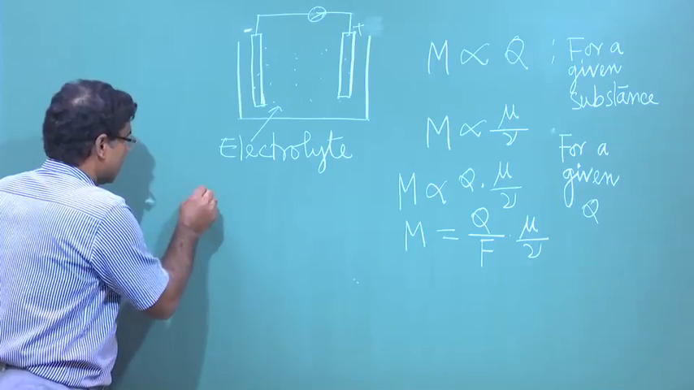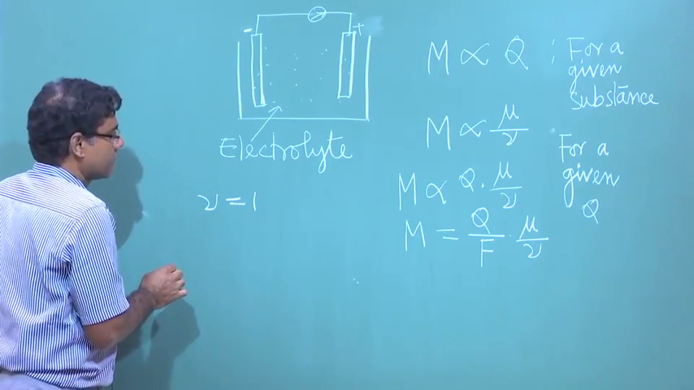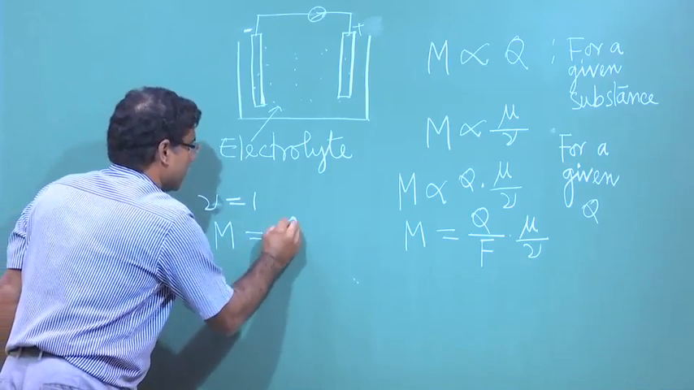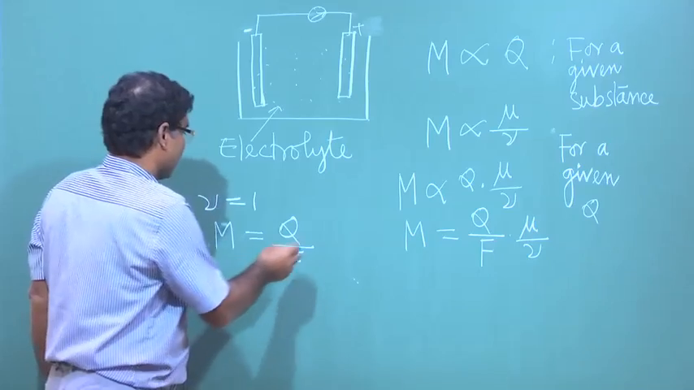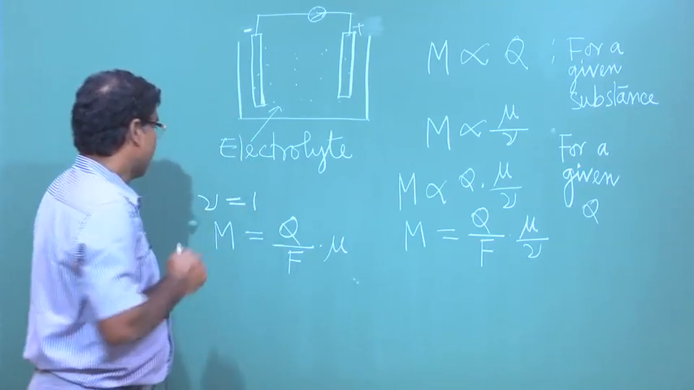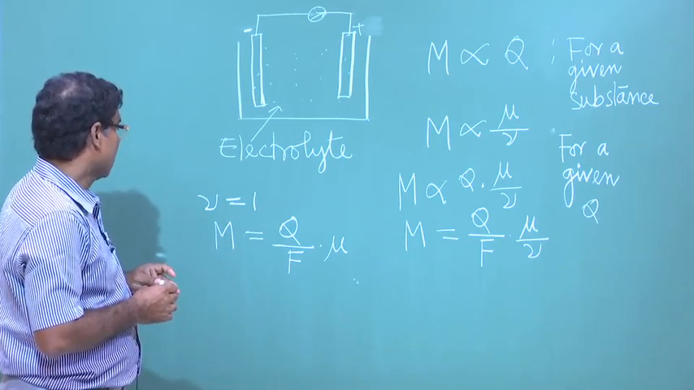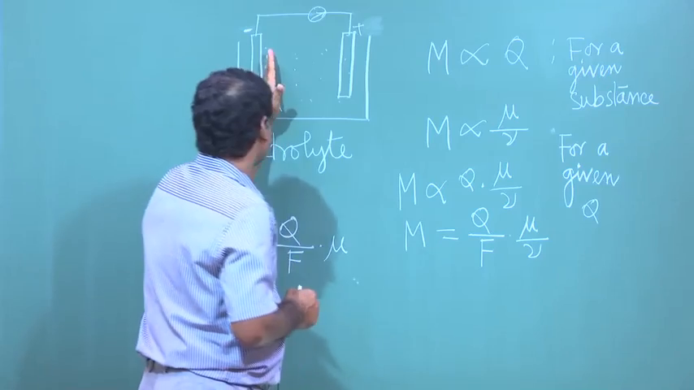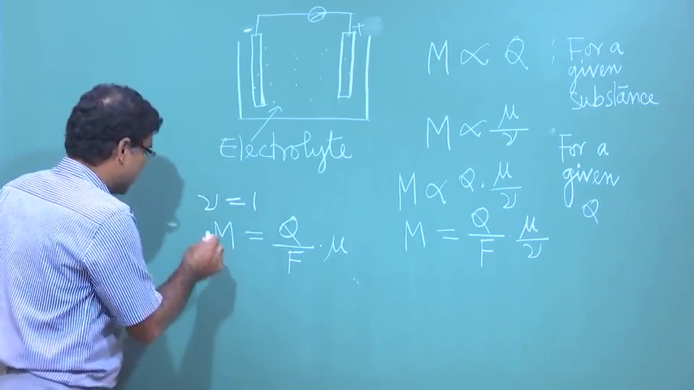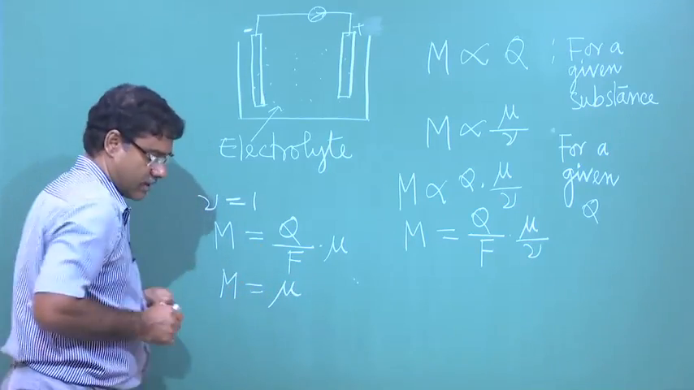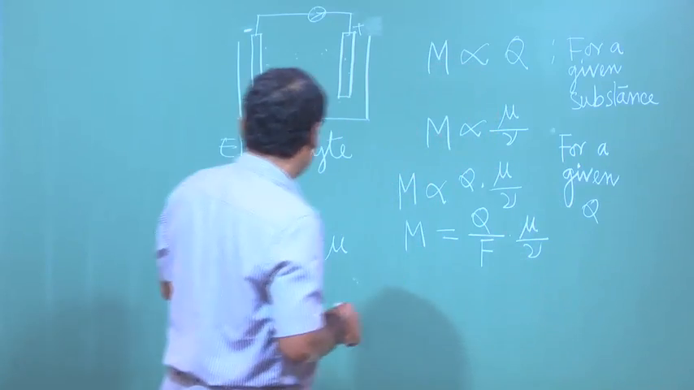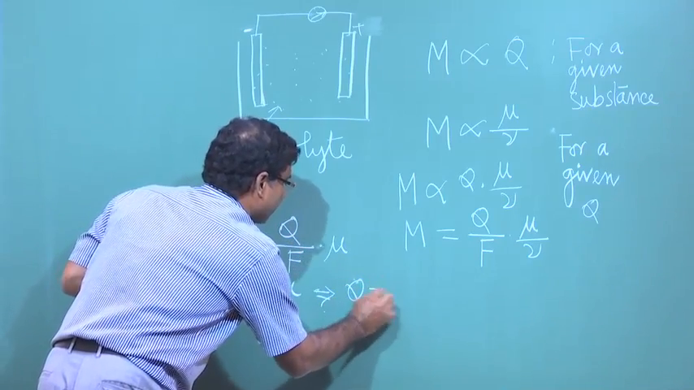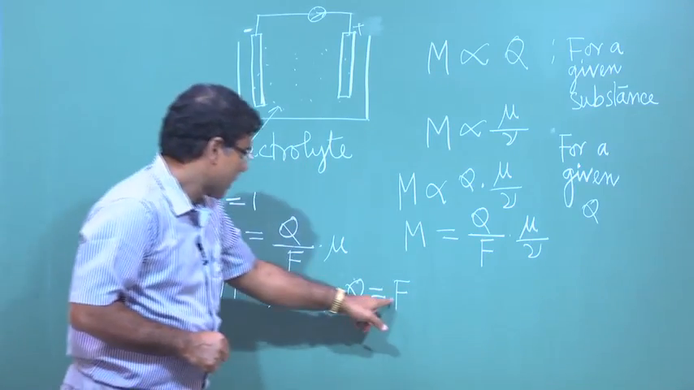From here, if you take a monovalent substance, nu equal to 1, then you can write m equal to Q by F. So, if you consider that for a monovalent substance, the amount of substance deposited on the electrode, m, is equal to the atomic weight, then you can write that Q equal to F.